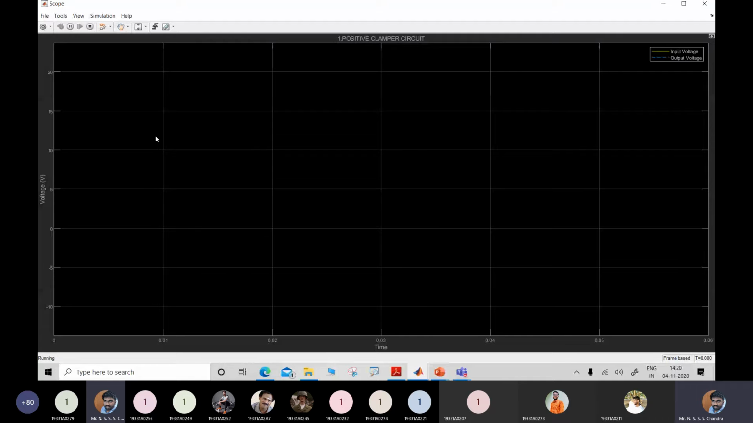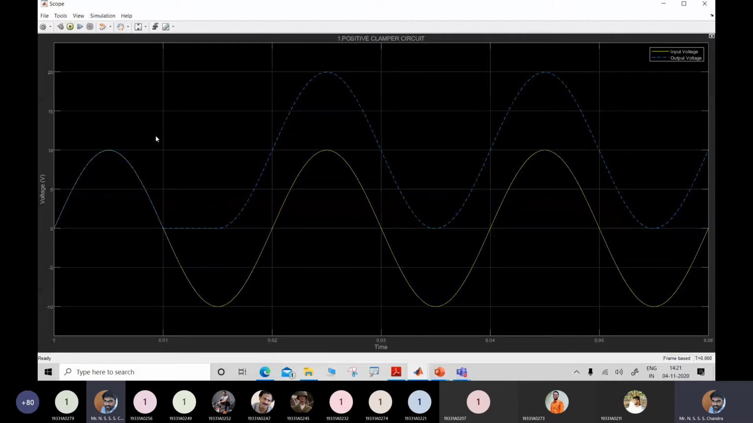Is my screen visible? Is the simulation visible? Yes, sir. Okay, so instead of a positive peak of 10 volts, you are getting a positive peak of 20 volts. Instead of a negative peak of minus 10 volts, you are getting a negative peak of 0 volts. So the entire waveform has shifted by 10 volts.